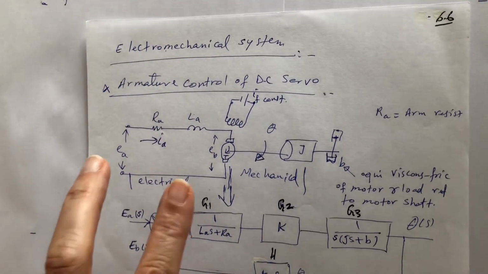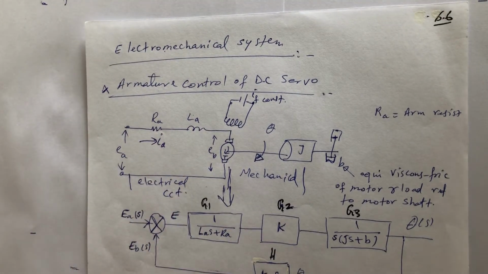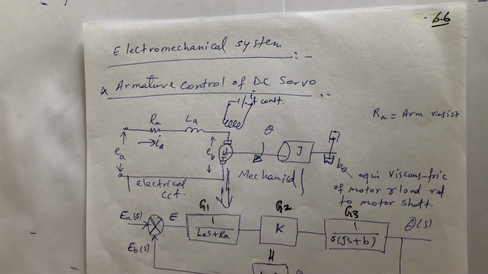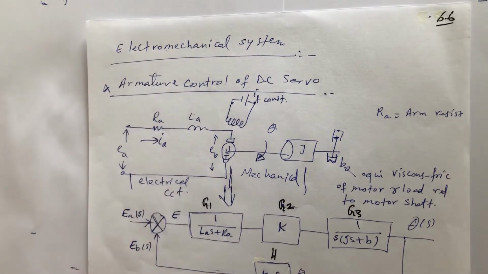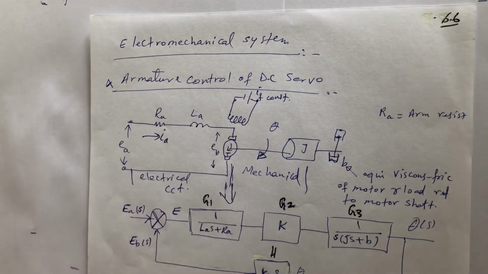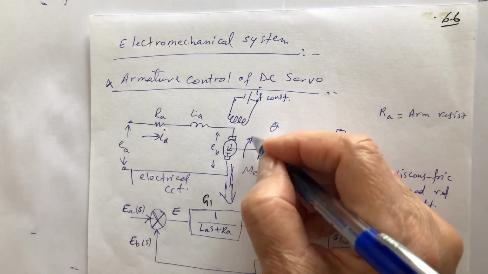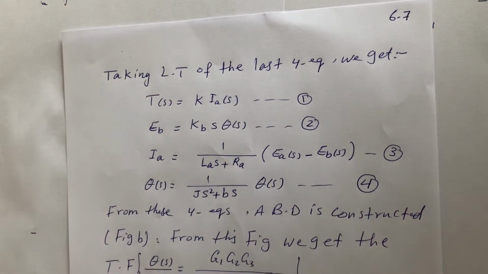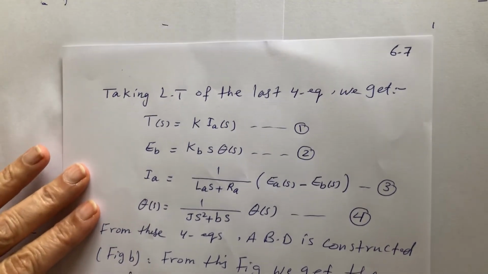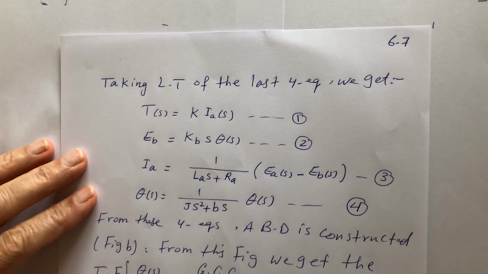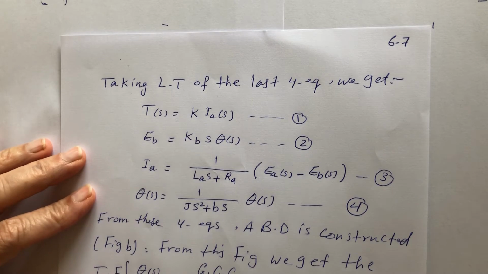So we started from here. We wrote the equation for the armature, the equation for the mechanical part, the equation for EB, and the equation for the torque, which is developed here. Now we have those four equations. Now we can put them into Laplace, because we construct the block diagram in Laplace, not in the time domain.